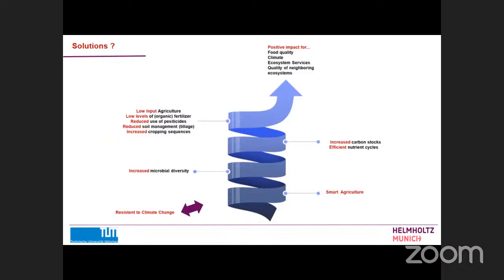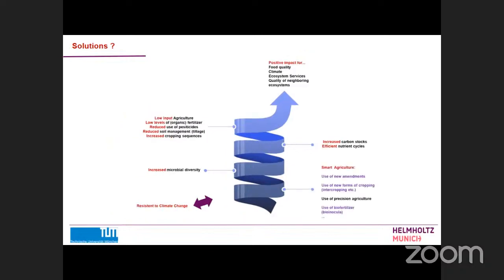And this requires low input agriculture. It requires low levels of mostly organic fertilizer. It requires the use of reduced pesticides, reduced soil management, and increased cropping sequences. So coming back from 3-part cropping sequences, for example, to 7 parts in the cropping sequence. And again, this would have positive effects for food quality, climate, ecosystem services. But the key for that is really smart agriculture.